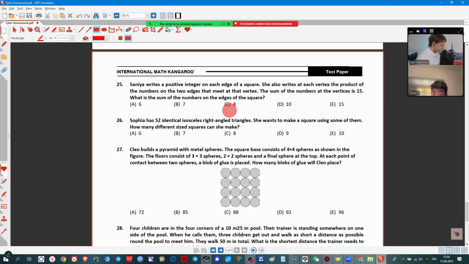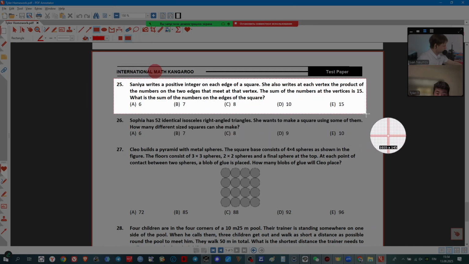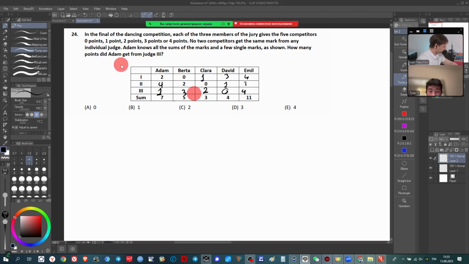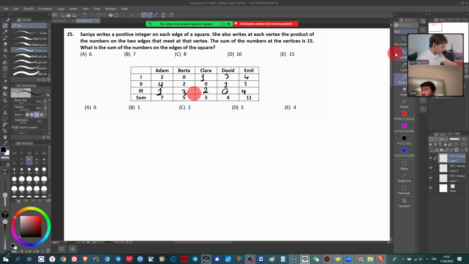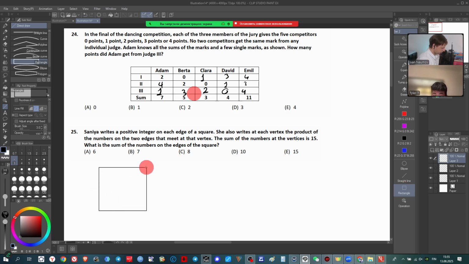25, I got E. I don't know if I'm right though. Okay, so just a second. Product of numbers to edges method vertex. I will copy and paste it. So he writes a positive integer on each edge of the square. It means that we have a square here.